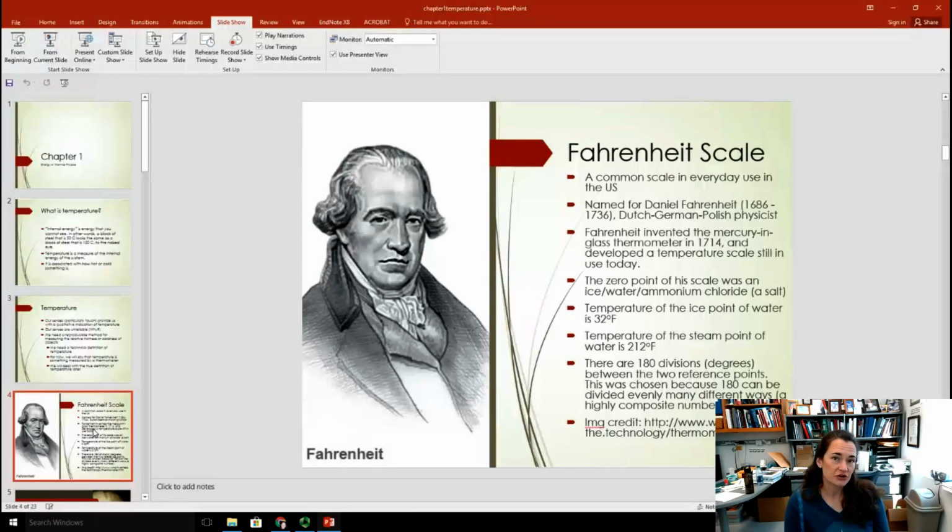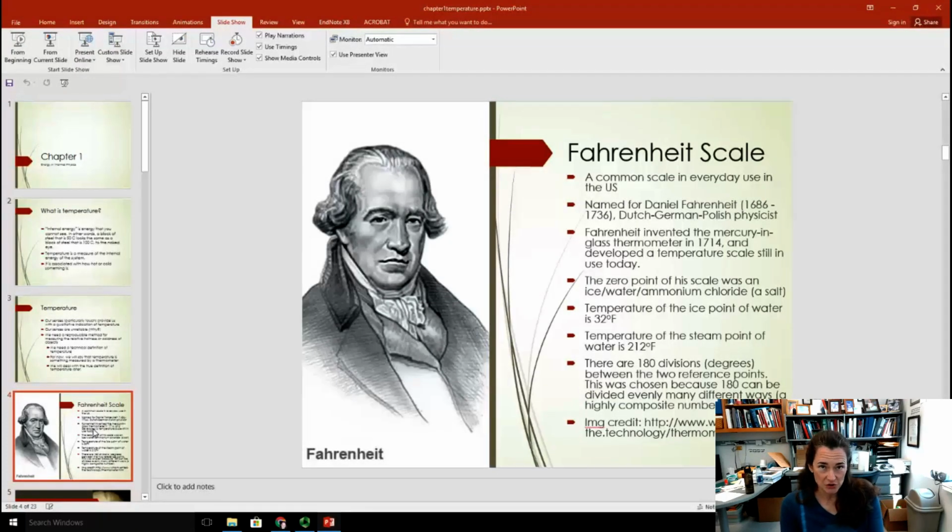Fahrenheit invented the mercury in-glass thermometer, and it was the gold standard for temperature measurement for a very long time. This was invented in 1714, and he also developed a temperature scale that we still use today. The 0 point on the Fahrenheit scale was determined by an ice, water, ammonium chloride bath. Of course, ammonium chloride is a type of salt, and when you add salt to something, it lowers the freezing point. That's why the freezing point of the bath that contains salt, at 0 degrees Fahrenheit, was lower than the typical freezing point of water.